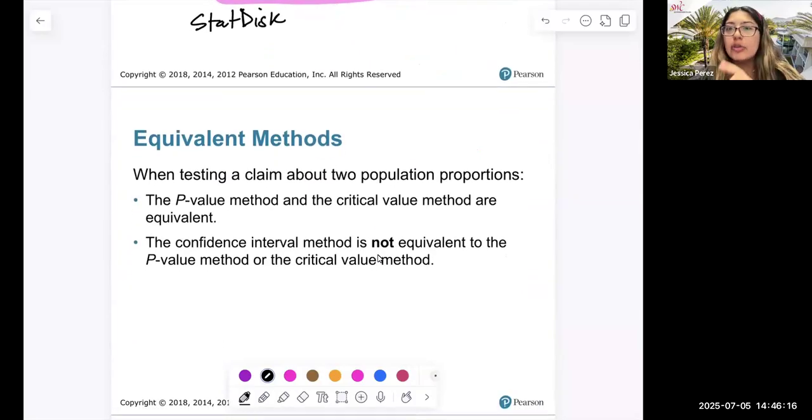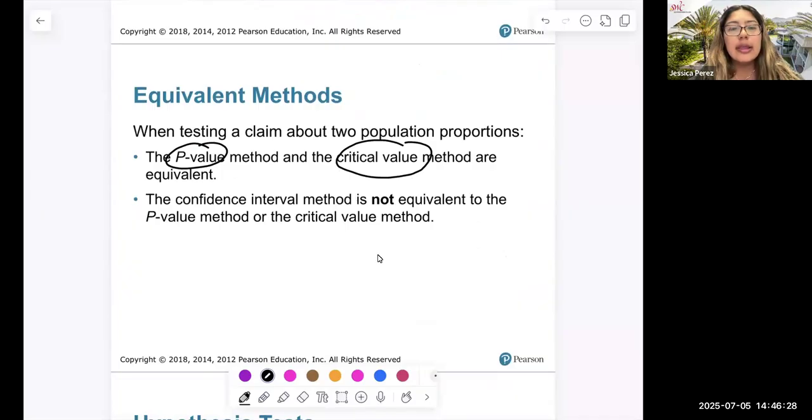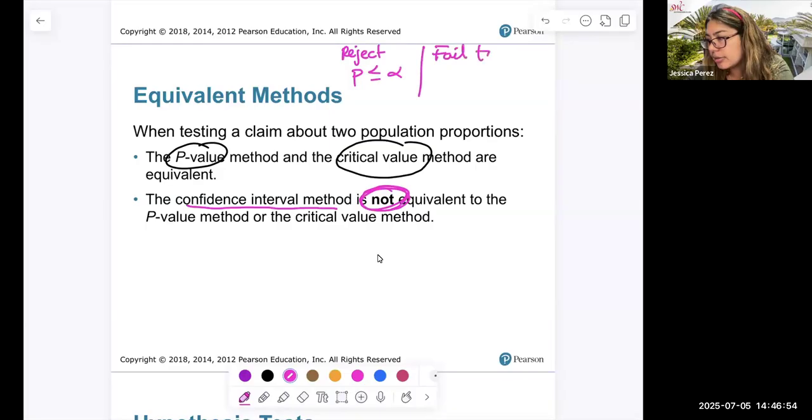When we're testing a claim about two population proportions, we can do it both ways. We can use the p-value method and the critical value method. They are both equivalent. The method that is not equivalent is the confidence interval, which is not equivalent to the p-value method or the critical value method. When you want a p-value, we are going to reject if p is less than or equal to alpha, and we're going to fail to reject if p is greater than alpha.